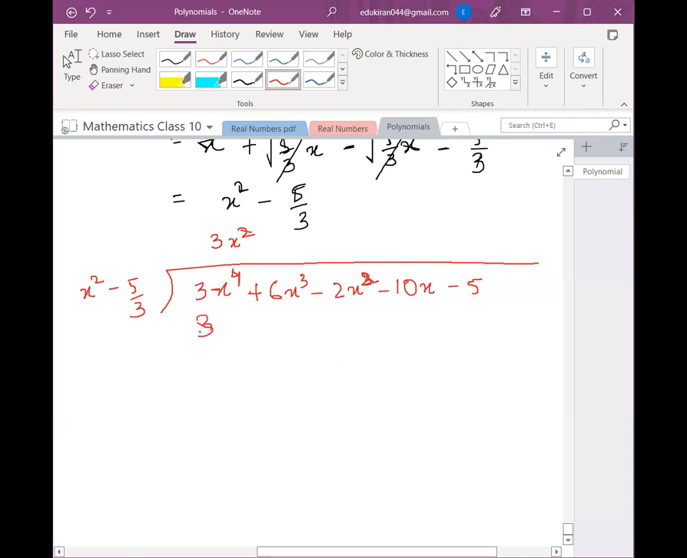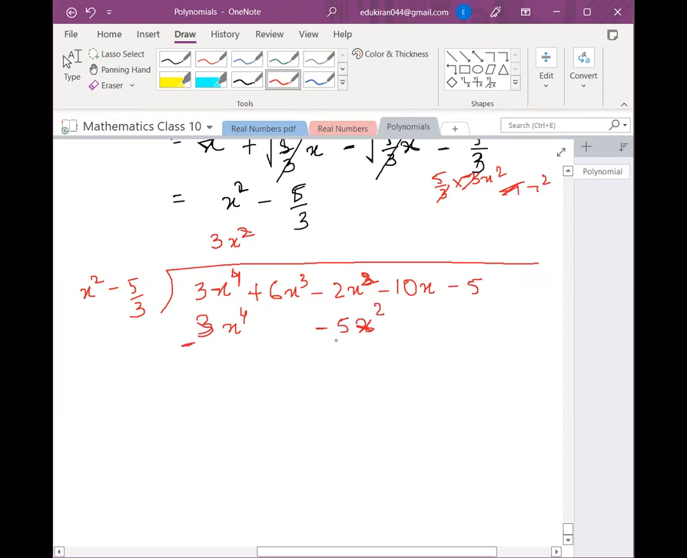So I'll get 3x to the power 4. Then 5 by 3 into 3. So 3 will get cancelled out. So I'll get minus 5x squared. Clear? See here, 5 by 3 into 3x squared. So this 3 will get cancelled out and this will give me 5x squared. Isn't it? Yeah. Okay, but I have a minus sign, so minus 5x squared. So write this below the square term, 5x squared. Yes, Hamna? Yes, ma'am.